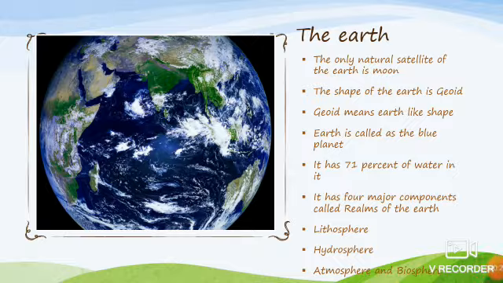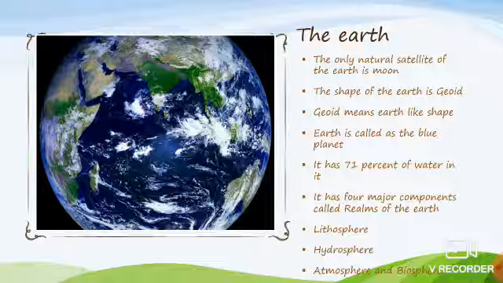The Earth. Our home planet, the Earth, is the third nearest planet to the Sun. In size, it is the fifth largest planet. It is slightly flattened at the poles and bulges in the middle. That is why its shape is described as a geoid. Geoid means the Earth-like shape.